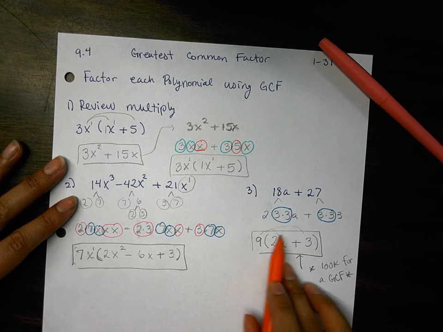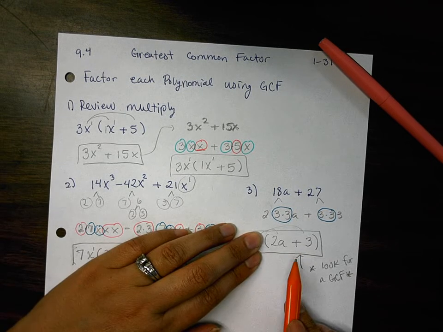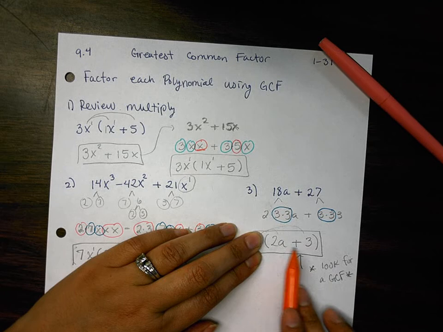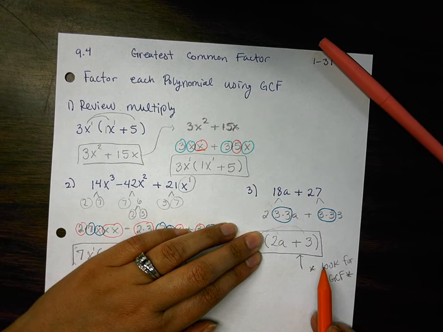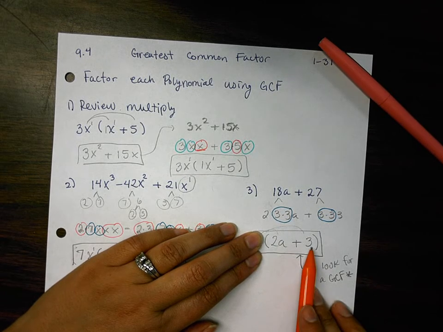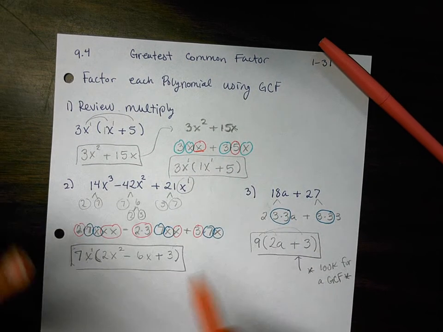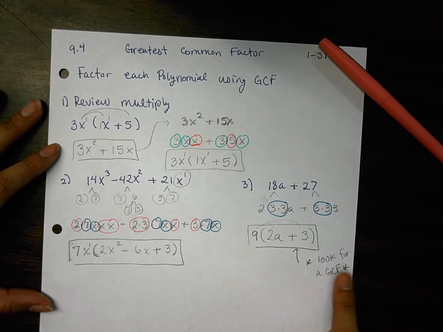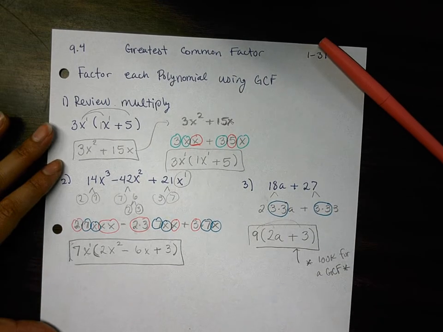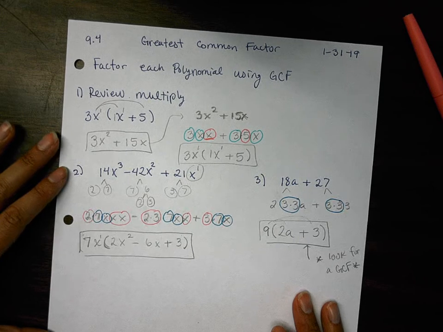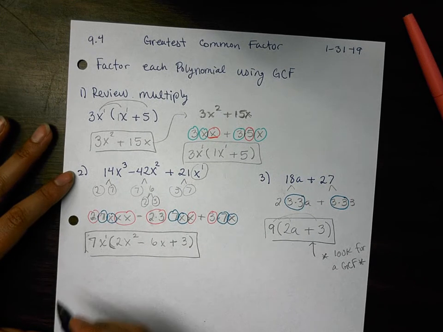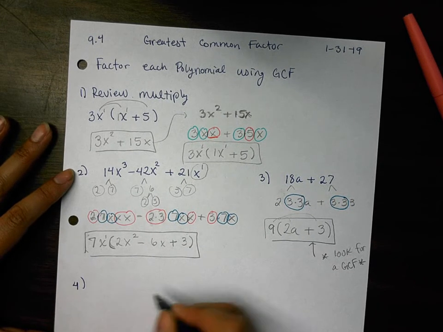So you look in here. I'm going to cover the 9. Does 2 and 3 have a common factor besides 1? Is there anything that divides into 2 that also divides into 3? No. So this is done. I'm going to show you one eventually where kids mess up and this comes into play. We'll talk about it when we get there. Okay, questions? All right, number 4.